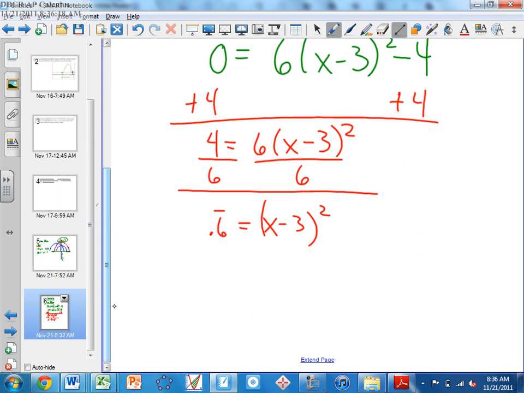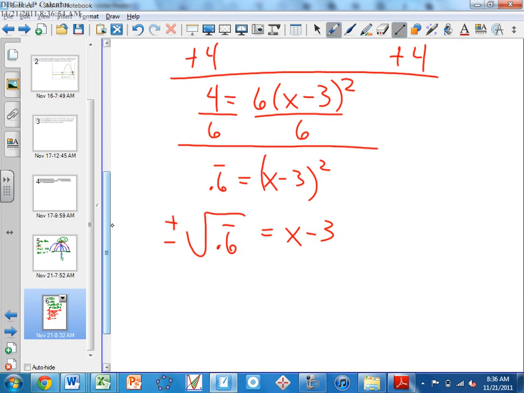Now, the goal is to get x. I can't get x until I get rid of that square. And I can't get x until I get rid of that 3. Which one do I do first? The square. The square. Very good. How do I get rid of a square, everybody? Square root, both sides. When you square root, how many answers do you get? 2. That's what's so important. Because remember the quadratic formula is plus or minus? That's where the two answers come from. So remember we always talked about how when you take a square root, you have to get plus or minus. Again, plus or minus is extremely important because you have two roots to this equation. Two roots. How do I get rid of the 3, everybody?